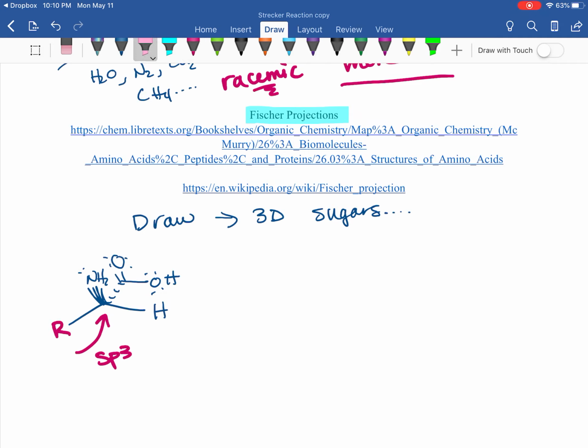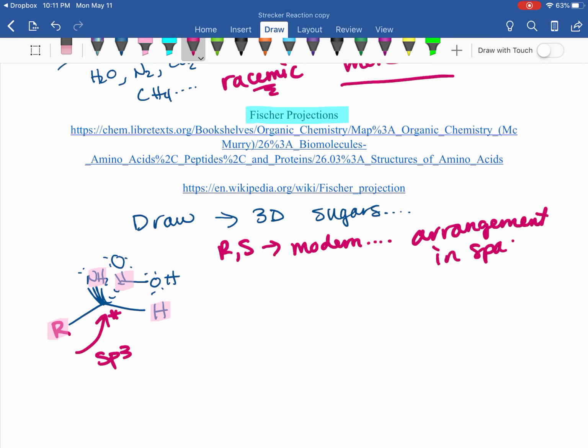And that is nice and sp3. Inherent in all but glycine, we have 4 different groups in that amino acid. That means that we can have enantiomers. We have a stereocenter right there at that connection of that amine and that acid. So we know now, since the 1970s, we assign R and S, but that is the most modern. That is the only one that tells us literal arrangement in space.